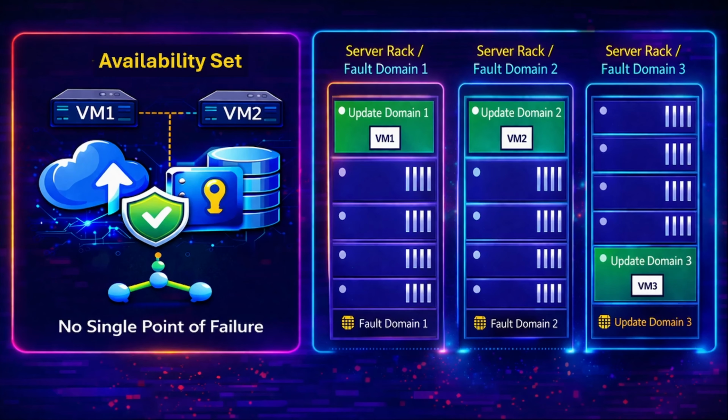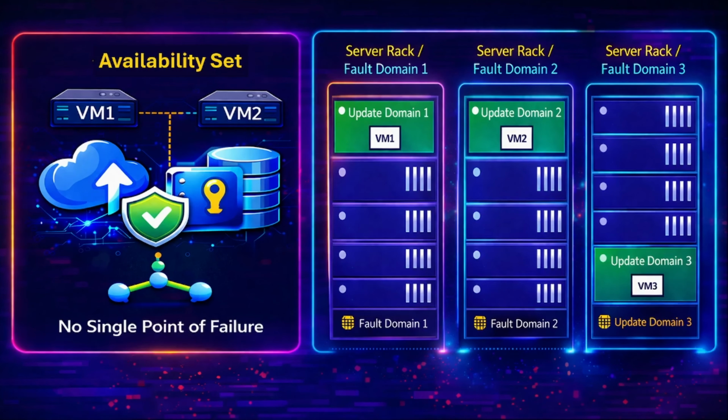If you look at the diagram, you can see that VM1, VM2, and VM3 are placed in different fault domains and also in different update domains, which means they are protected from both hardware failure and planned maintenance. So the key takeaway is availability sets protect your application inside the data center by spreading your VMs across hardware and update boundaries. But remember, if the entire data center goes down, availability sets alone are not enough. And that's where availability zones come in.